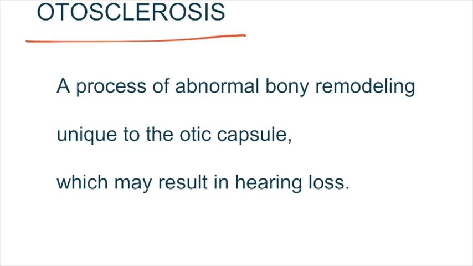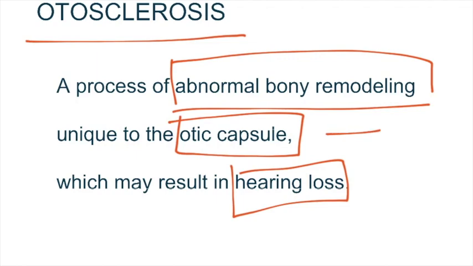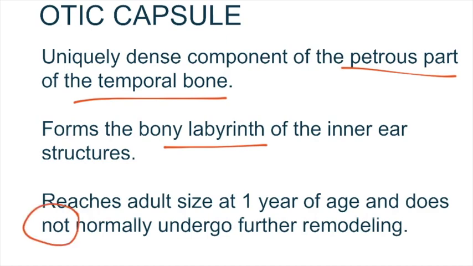Otosclerosis is a process of abnormal bony remodeling unique to the otic capsule, which may result in hearing loss. Let's start our discussion by defining the otic capsule. The otic capsule is a uniquely dense component of the petrous part of the temporal bone. It forms the bony labyrinth of the inner ear structures. The otic capsule reaches adult size at 1 year of age and does not normally undergo further remodeling.